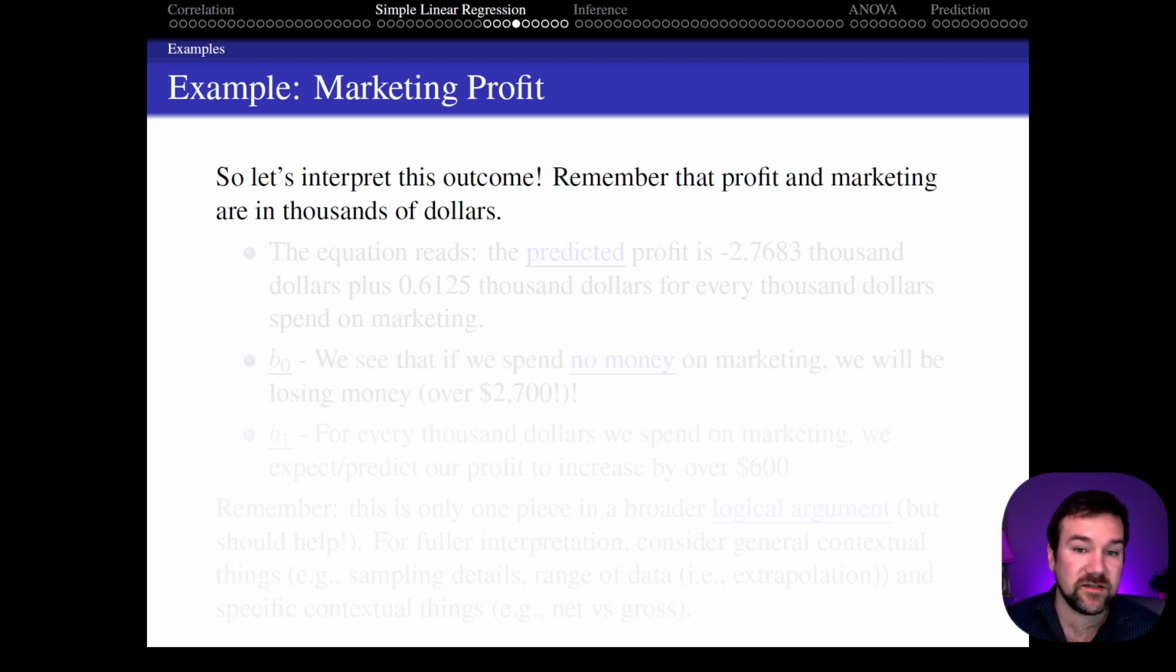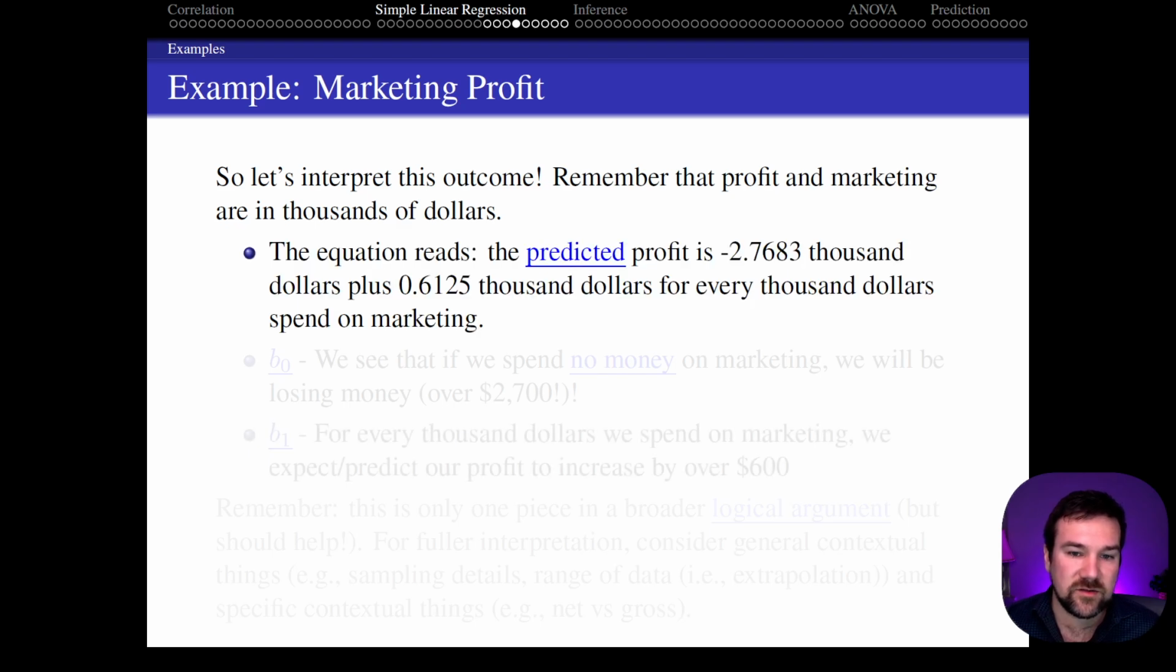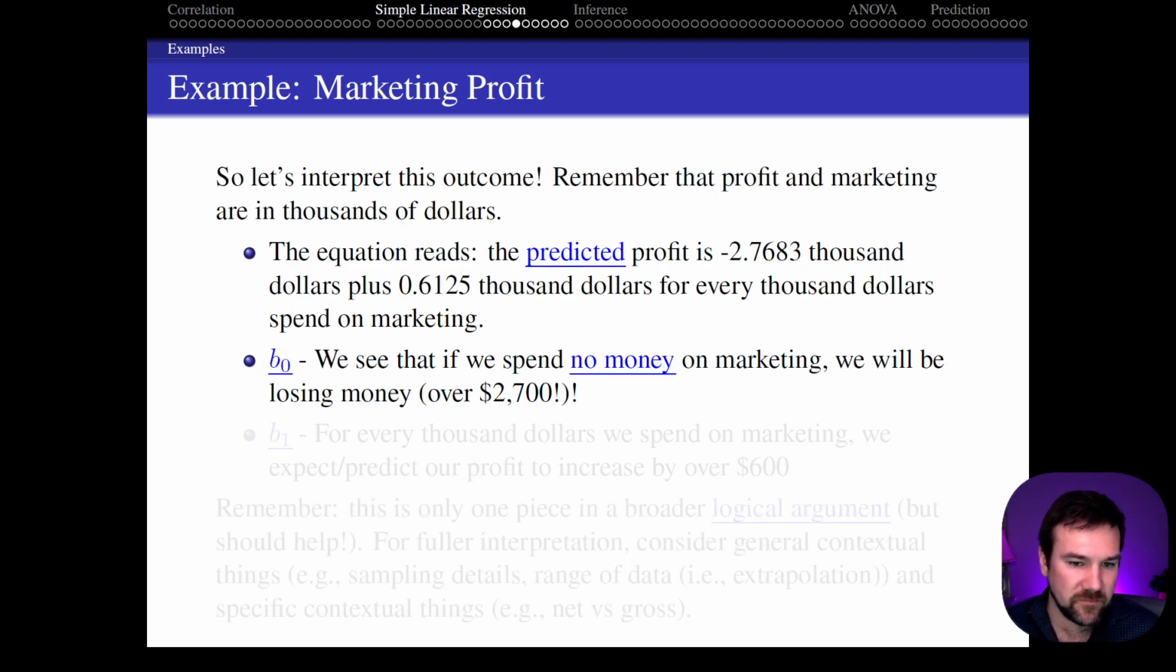All right, well, let's practice interpreting this. So remember that profit and marketing are in thousands of dollars. So my equation, as we discussed before, now that we're thinking in thousands of dollars, is the predicted profit is negative, a loss of $2,768.30, plus $612.50 for every $1,000 spent on marketing.